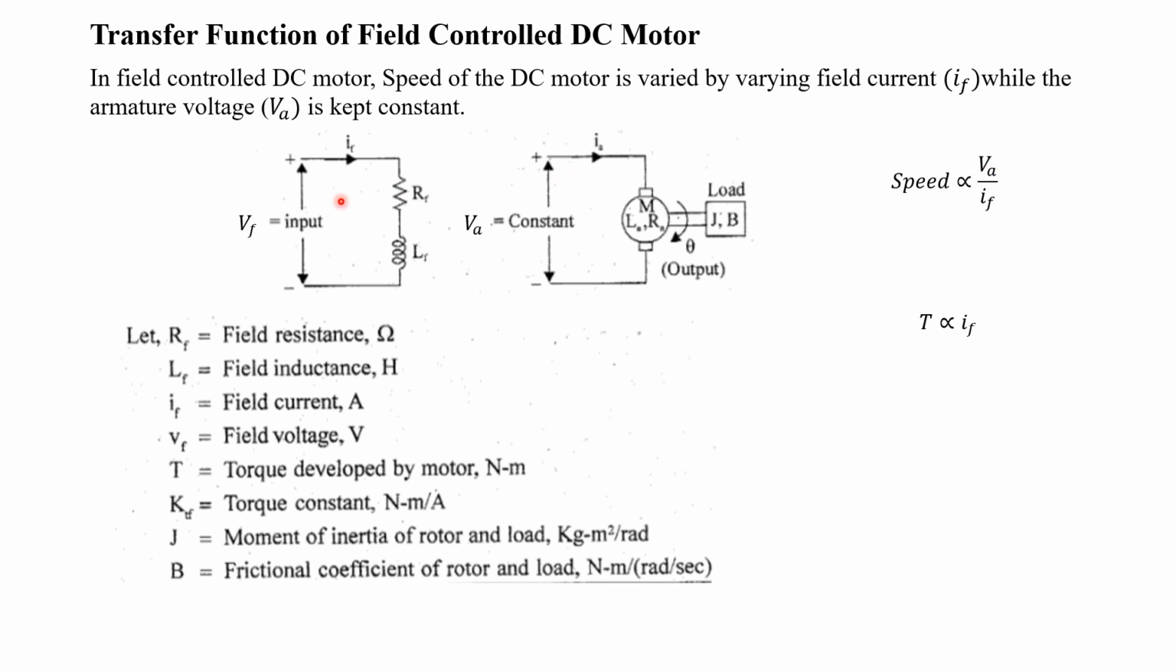So here for the analysis, we are concentrating only on this field part, and we are keeping this armature part constant. Okay, so now what we have to do, we have to explain all the parameters in this field part. Rf is a field resistor, Lf is a field inductor, If is a field current, then Vf is a field voltage, T will be the torque which is developed by the motor, and here the torque constant will be represented by Ktf. Okay, to differentiate this from the previous armature control DC motor, we are representing the torque constant as Ktf. Okay, now this mechanical load has the moment of inertia J and also the frictional coefficient B.